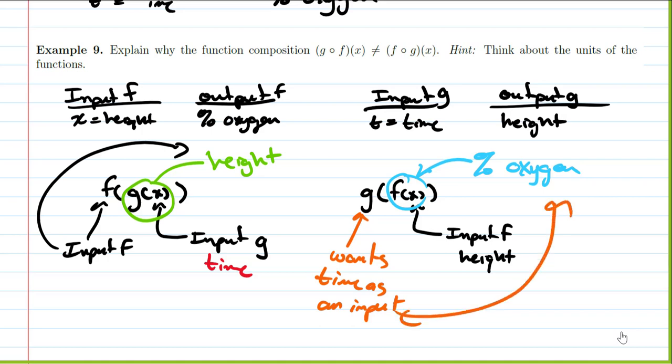And these two things are not the same. And that's really the problem. In this specific case, we had units attached, which makes it quite obvious that these two things can't be equal, because our function g needs to have an input of time, but our function f has an output that is in height. So those inputs and outputs aren't compatible.